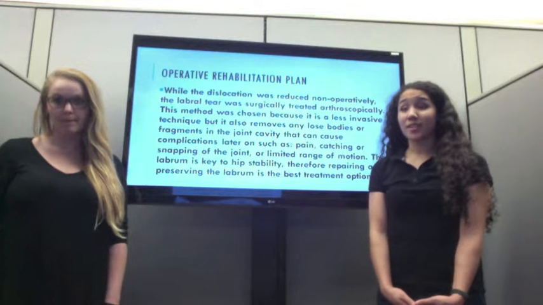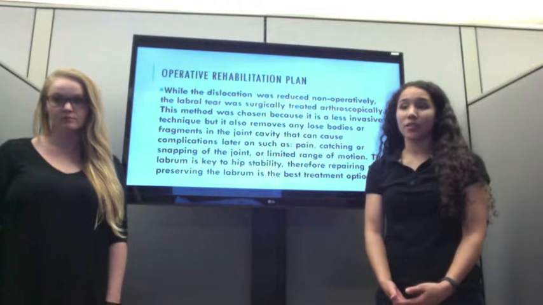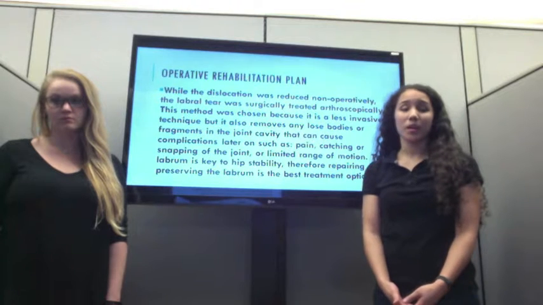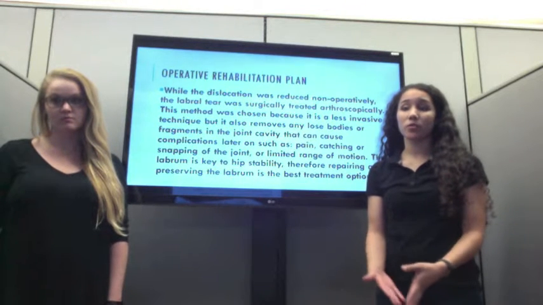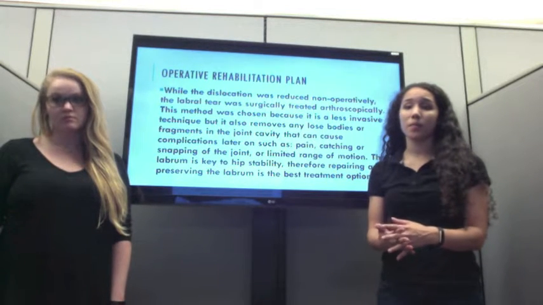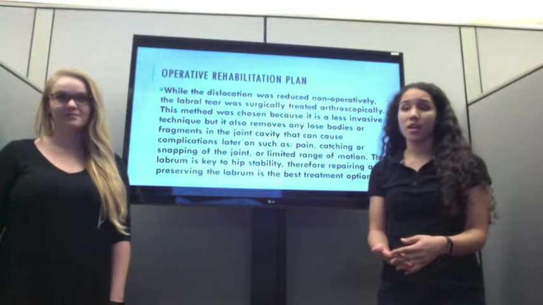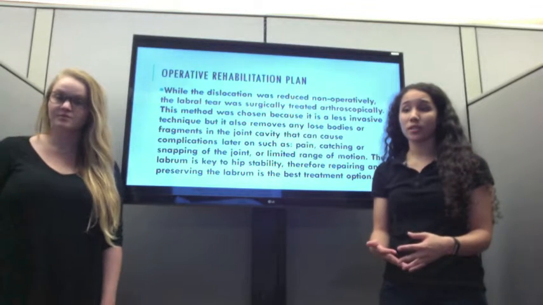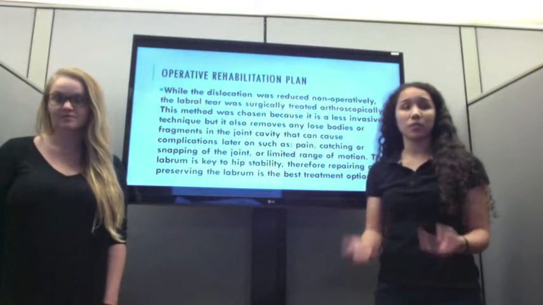So we chose the surgical treatment because it was necessary in order to repair the labral tear. When appropriate, hip arthroscopy is preferred over open surgery because of its minimally invasive nature, the lower risk of avascular necrosis, and the faster recovery time.